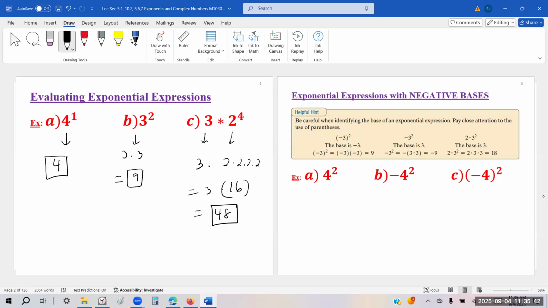For example, here, our base is 4, power is 2. So it's 4 squared, which means 4 times 4, 16. Now here, you see negative 4, but negative 4 is not our base. Negative is a multiplication, and then you have a base 4. So negative times 4 squared, so negative times 4 times 4. So what do you get? Negative 16.